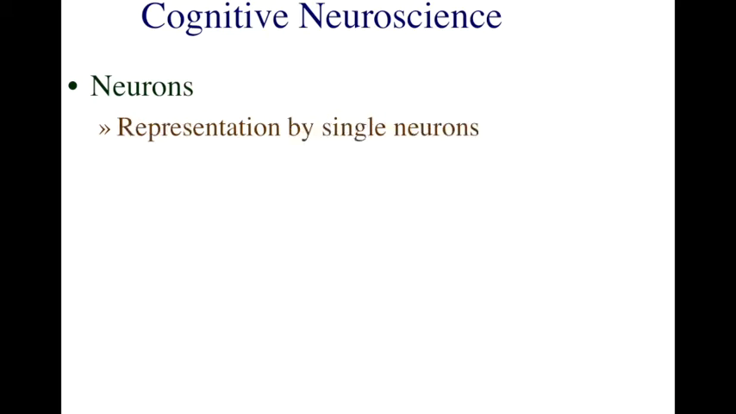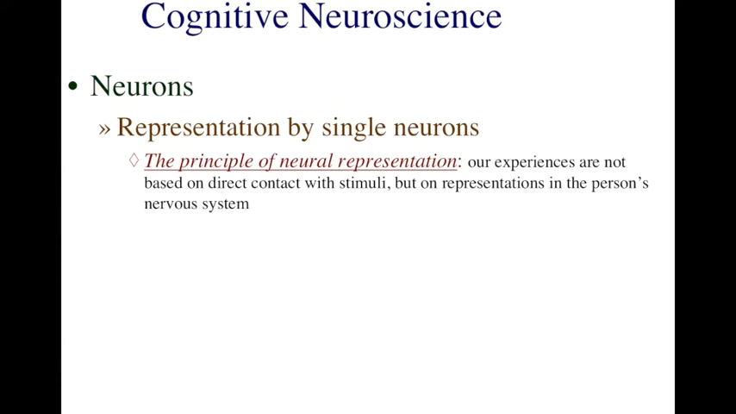How do single neurons represent information in our brain? It's first important to consider that our experiences are not direct with the stimuli, but rather our experience with the external world is formed through representations in our brain. We call this the principle of neural representation.